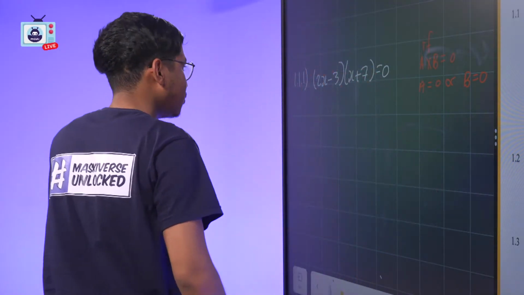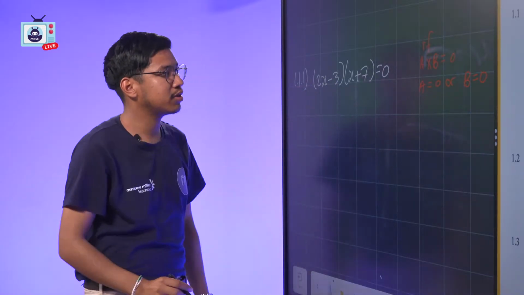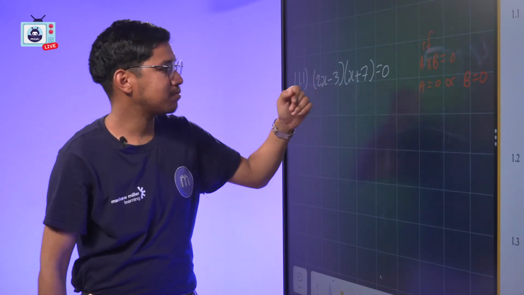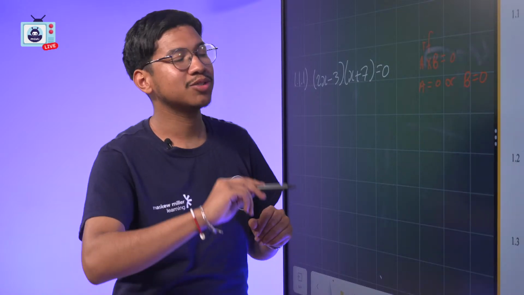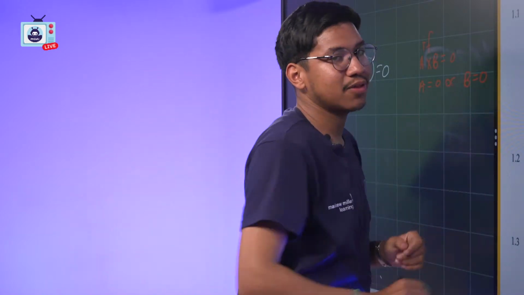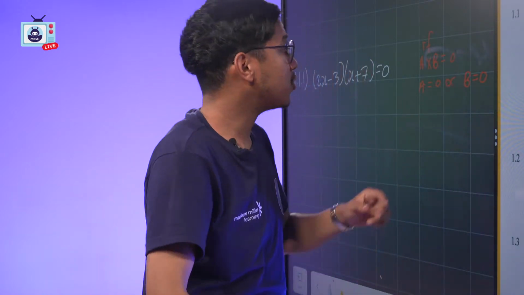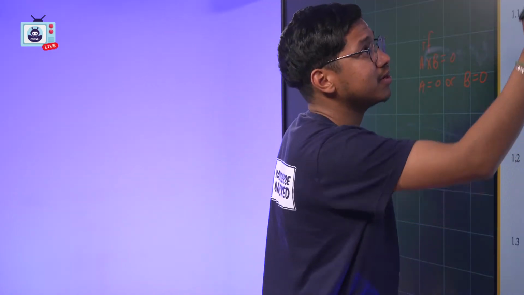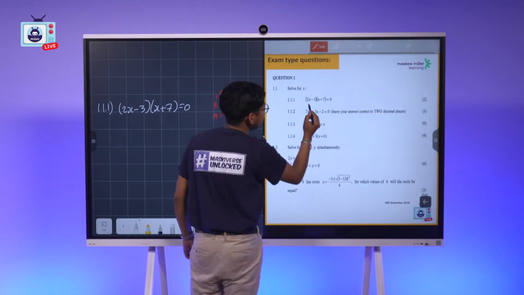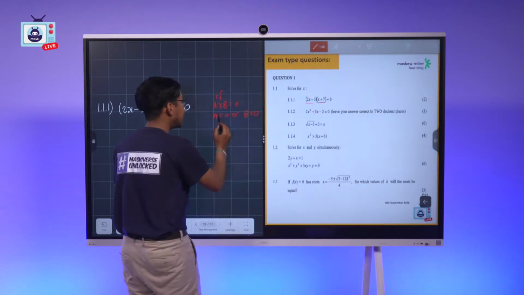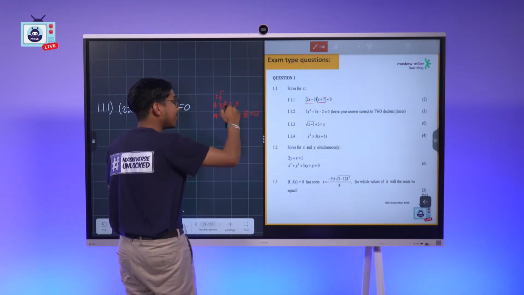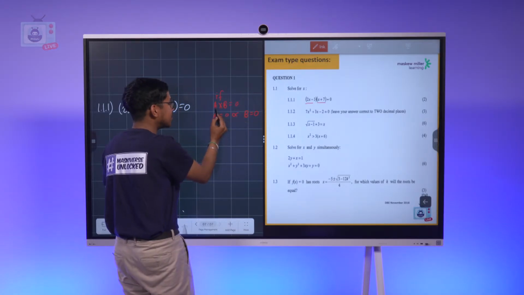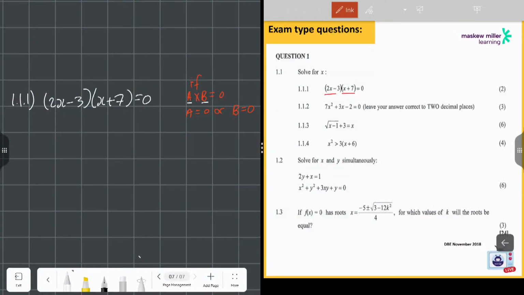All right. So here, my first question is given on the board: (2x minus 3)(x plus 7) equal to 0. Please do not go ahead and multiply this out. Why? Because we know if we have two factors that are multiplying by each other, so here's my first factor and there's my second factor, and they both are equal to 0, it means that one factor is 0 or the other factor is 0.